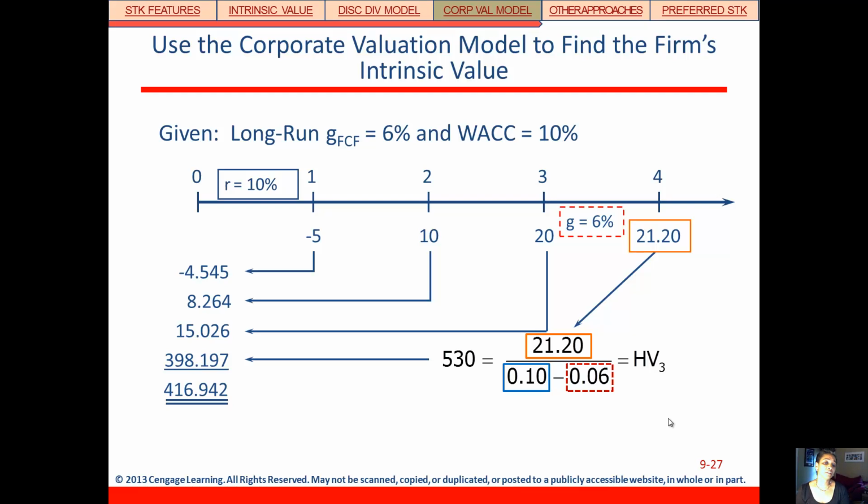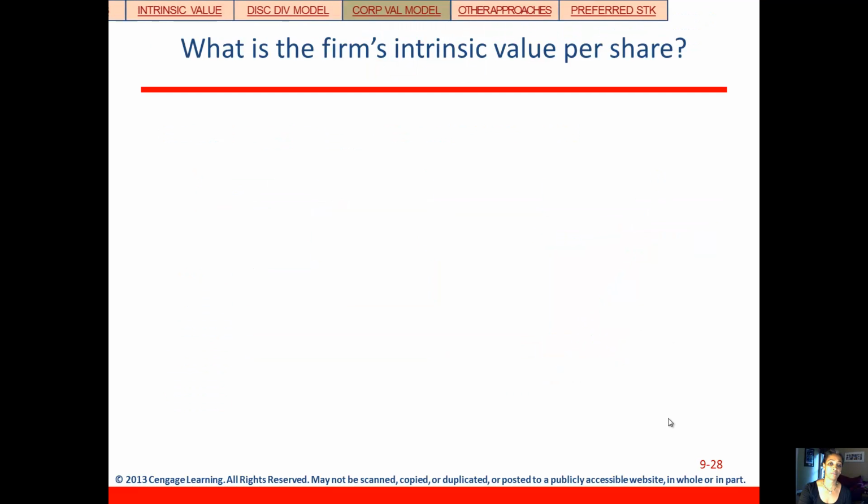We have a long-run free cash flow growth rate of 6% and a weighted average cost of capital of 10%. We haven't covered that concept yet, but that's what we're going to use for our discount rate. And so now we can figure out what the free cash flows will be and figure out a horizon value. Again, in this example, we're calculating that horizon value in year 3, and now that we've got all the future cash flows, we can discount those cash flows and sum them up, and now we have the current market value of the firm at $416.94.